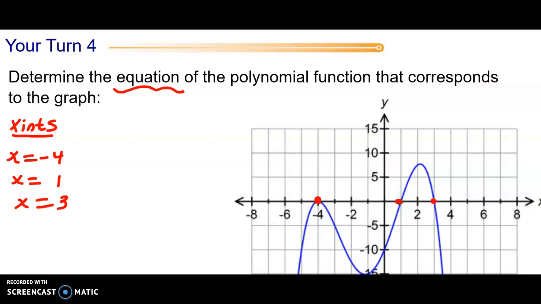Now we're going to look at the multiplicity. We can see at this x-intercept, the graph hits the x-intercept and bounces, so I know the multiplicity is 2. At 1, the graph hits the x-intercept and goes through, so I know the multiplicity is 1. And similarly, at x equals 3, the graph hits the x-intercept and goes through, so the multiplicity is 1.